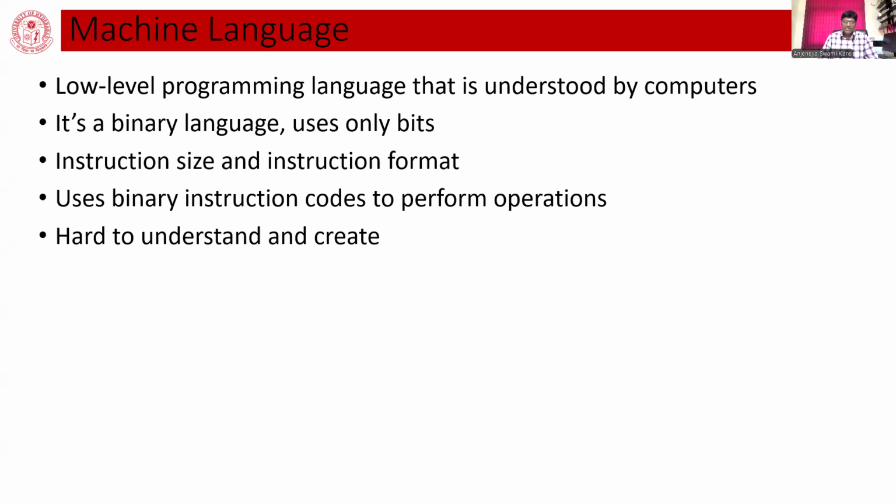Machine language has an instruction size and instruction format. Suppose the instruction size is 32 bits. Within that 32 bits, some portion of the instruction is given to the operation code, and the remaining portion is given to the operand. So machine language uses binary instruction codes to perform operations. For each operation, you have a specific code. Since machine language uses only bits, zeros and ones, machine language instructions or programs are hard to understand or create.